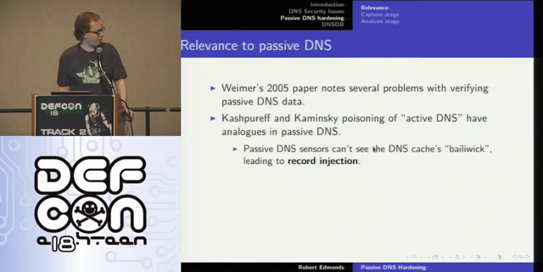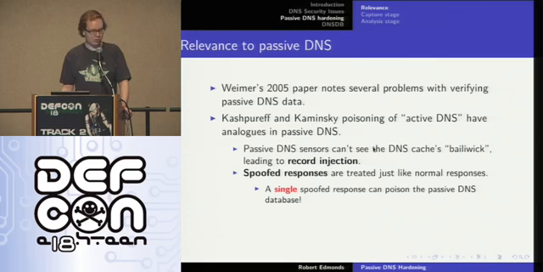And the problem with cache poisoning in passive DNS is that we can't see the DNS cache's internal state, so we can't recover what's called the bailiwick that the cache associated with a particular response. Bailiwick is entirely in the eye of the beholder. And this leads to a problem we call record injection.